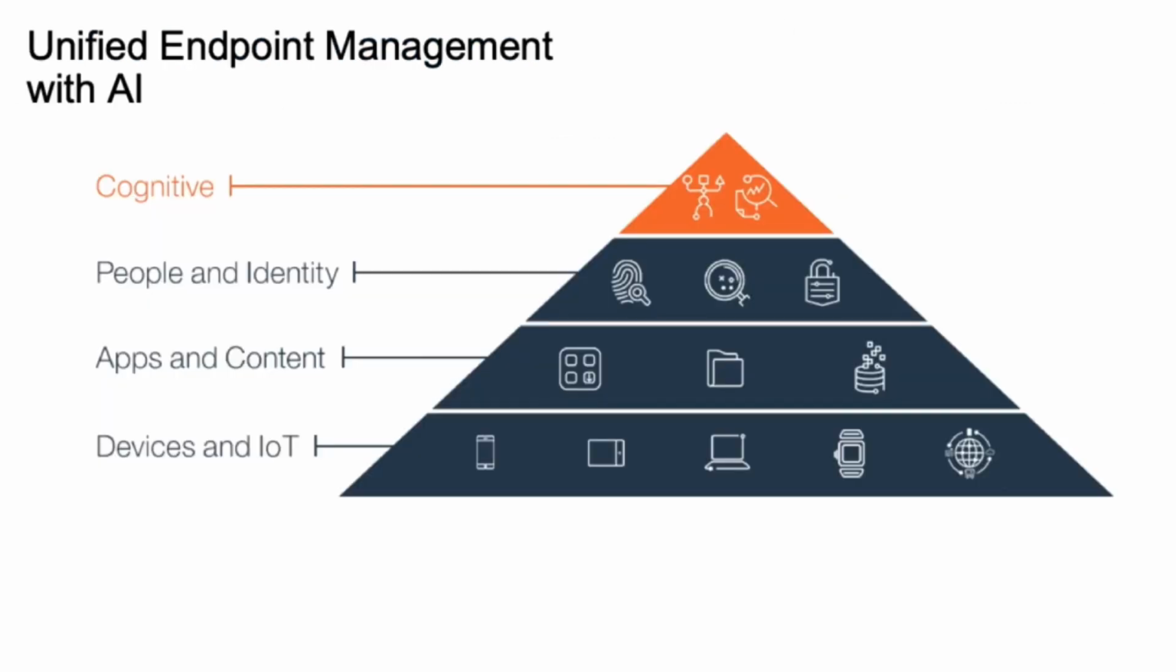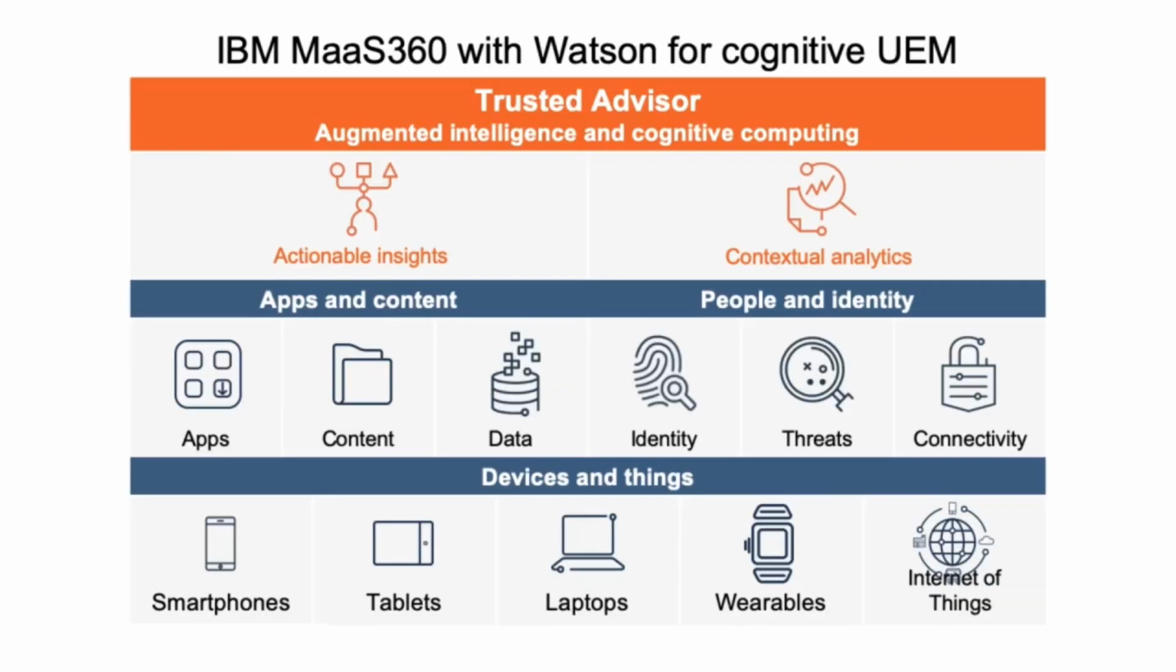At the very top of our pyramid here is cognitive. MaaS360 with Watson, that's our cognitive piece here, provides a trusted advisor, augmented intelligence and cognitive computing. What this means is that we can provide you with automatic, actionable insights and contextual analytics. We can show you app ratings to understand that if an application is on the market, just because it's passed the Play Store or the iTunes Store security checks doesn't mean it's 100% right to be inside your environment. So app ratings, contextual analytics can provide additional insights there.